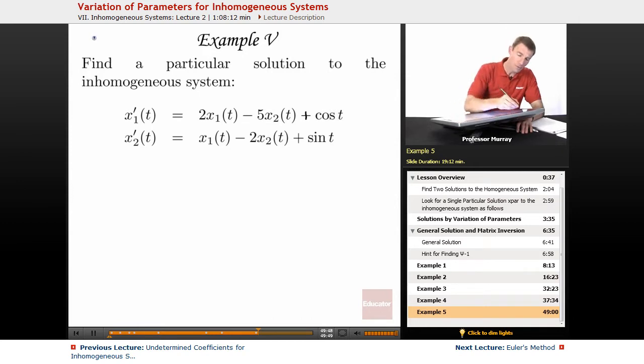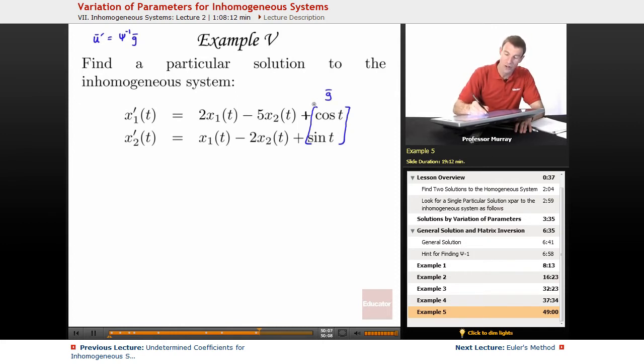So what we learned at the beginning of this lecture is that you can find your derivatives of the u's by doing the inverse of the fundamental matrix times g, where g is the stuff right here. That's our g of t. It's the inhomogeneous terms of the differential equation. So I'm going to go ahead and write those out. My u prime is my psi inverse times g.